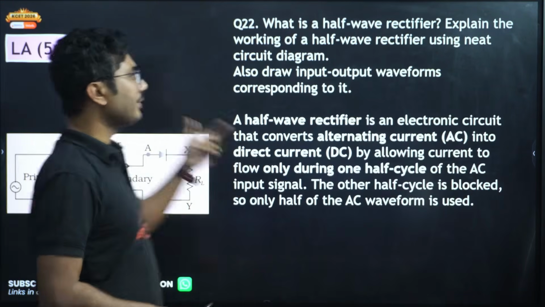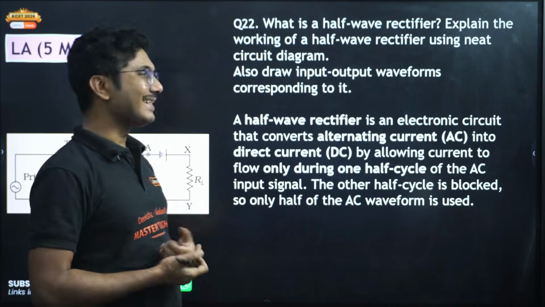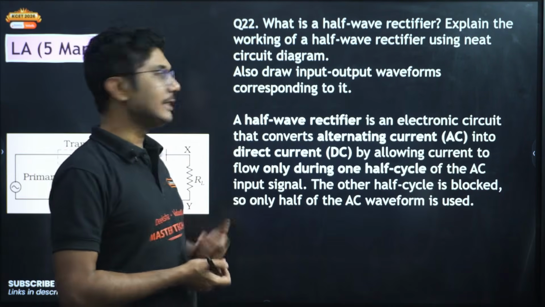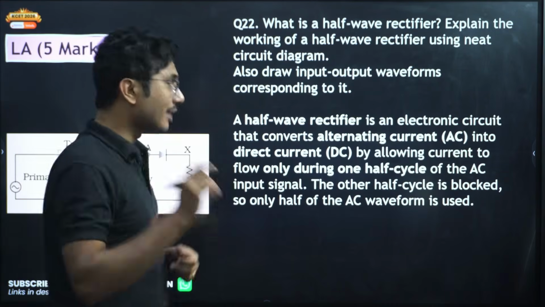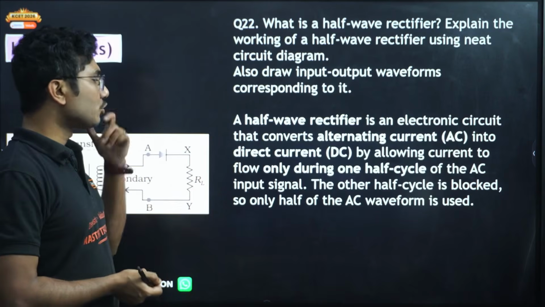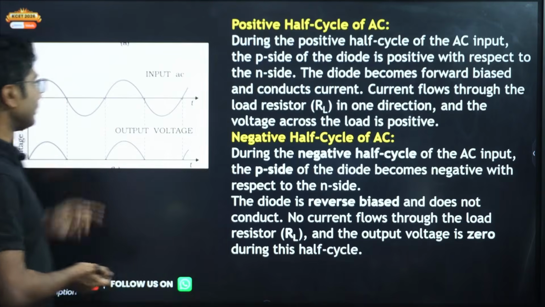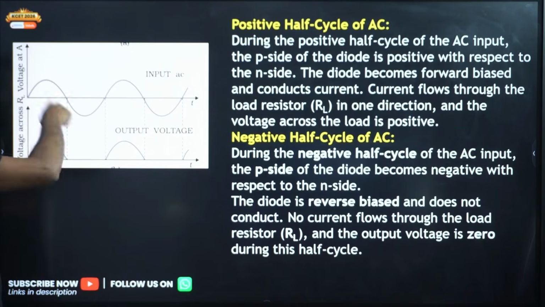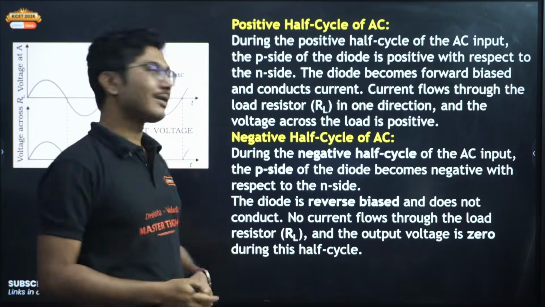Now a half wave rectifier is an electronic circuit that converts alternating current AC into direct current DC by allowing current to flow only during one half cycle of the AC input signal. The other half cycle is blocked, so only half of the AC waveform is used. Okay, so this is the circuit diagram. So what happens is that during the positive half cycle the diode conducts, during the negative half cycle the diode does not conduct, so you get a flat line over here.